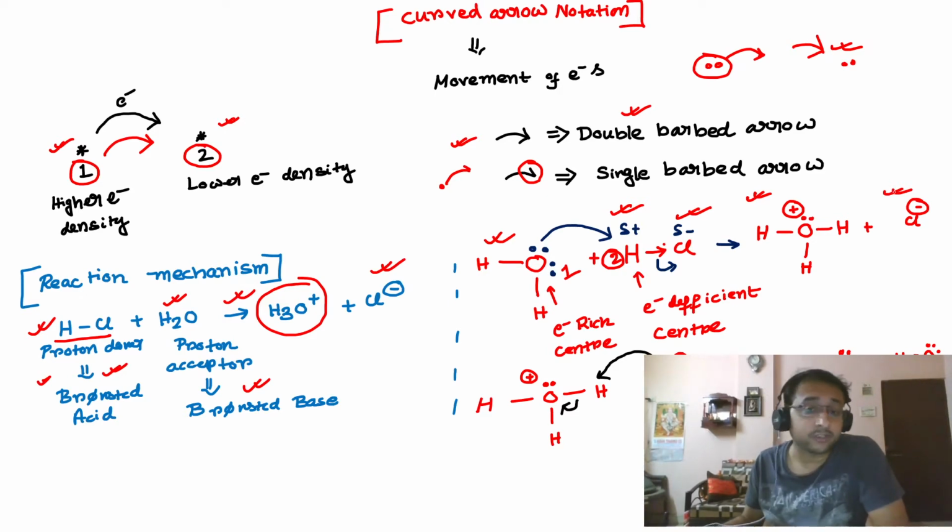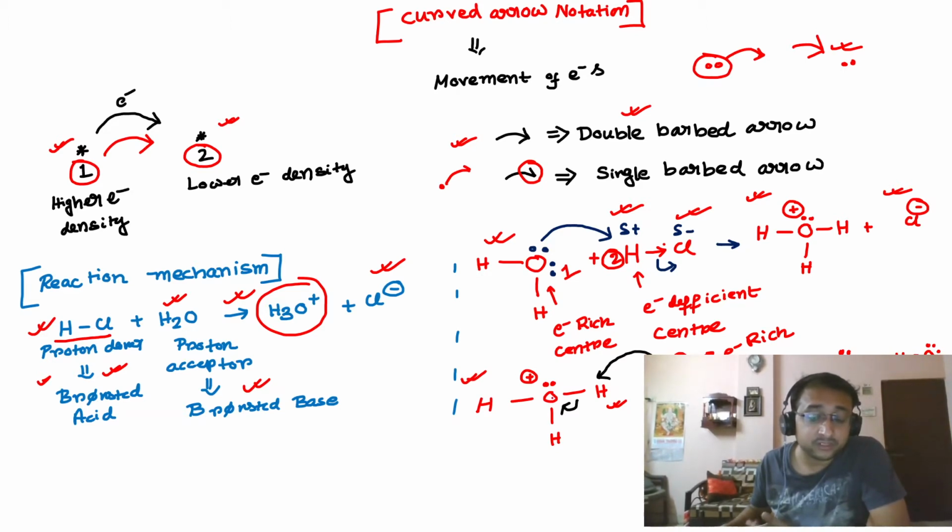Now this is another reaction, between the hydronium ion and the hydroxide ion. This is also one type of acid base reaction, where you can see that this is the electron rich center, and this hydrogen is electron deficient, similar to the inductive effect, because this oxygen atom has some positive charge on it.